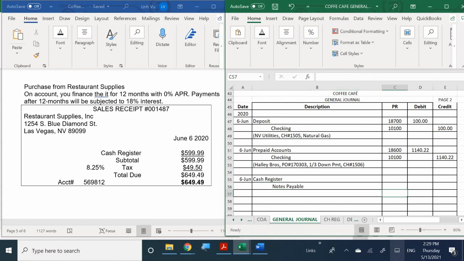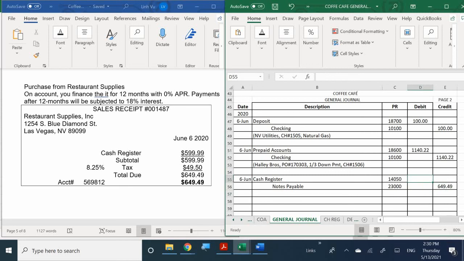Okay. So the account is 14050. What's my notes payable account? Oh, the notes payable. But yes, it is $649.49, because that's how much the bill came out to be. So therefore, what's the cost of my asset? $599.99. We did it, and then with the taxes.